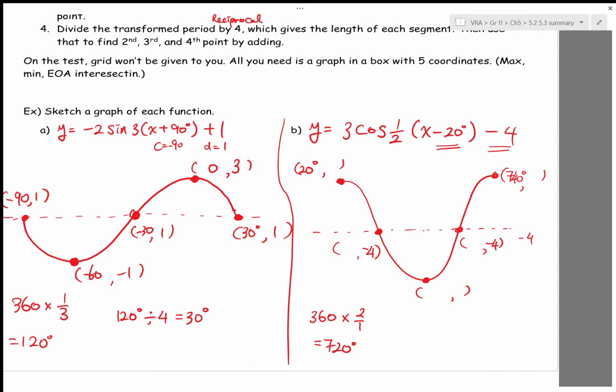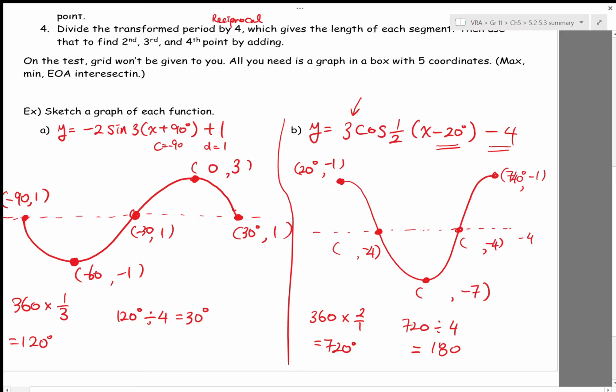Then all we have to do is to find the rest of the y values by looking at the amplitude. So amplitude is 3, so from negative 4, which is the equation of the axes, we go up by 3, so it is negative 1, and then we go down by 3, so the minimum is negative 7. Now, just need to find the x values of the middle ones. So all we have to do is 720, the period, divided by 4, to see how much of an increase we should get, and that gives me, I believe, 180 degrees.